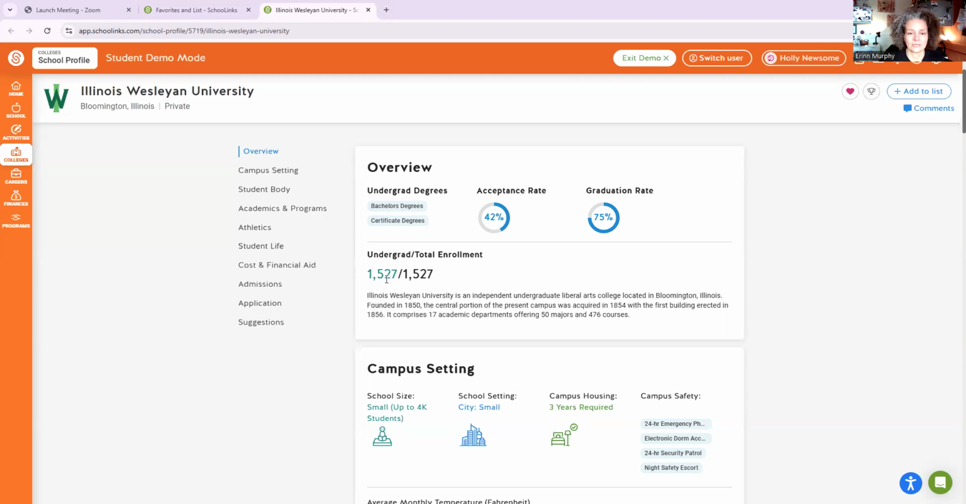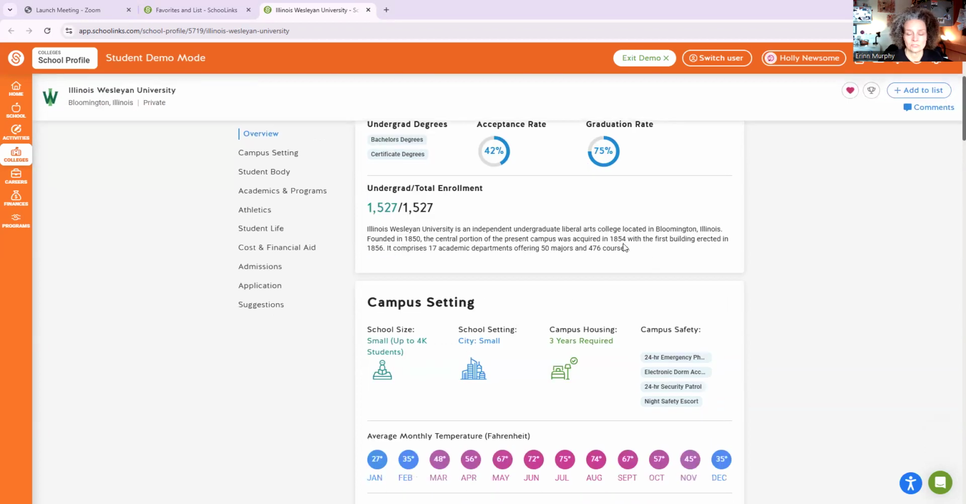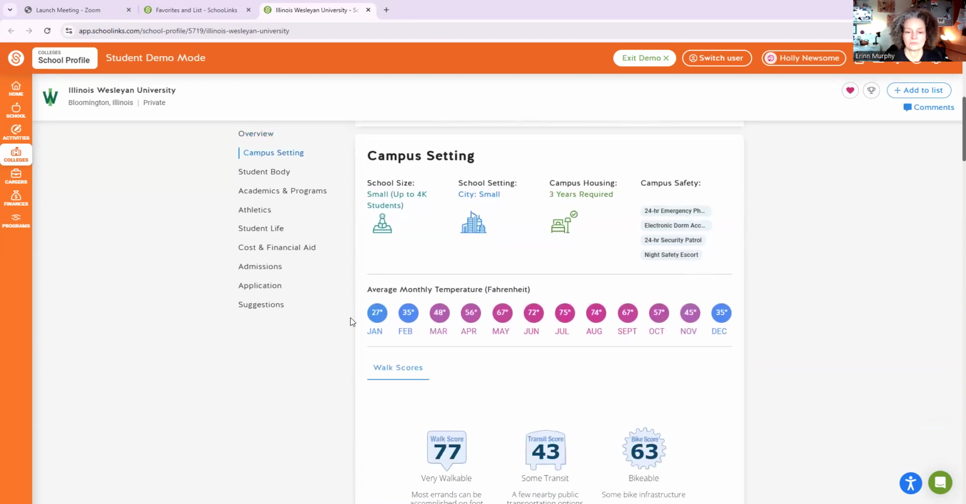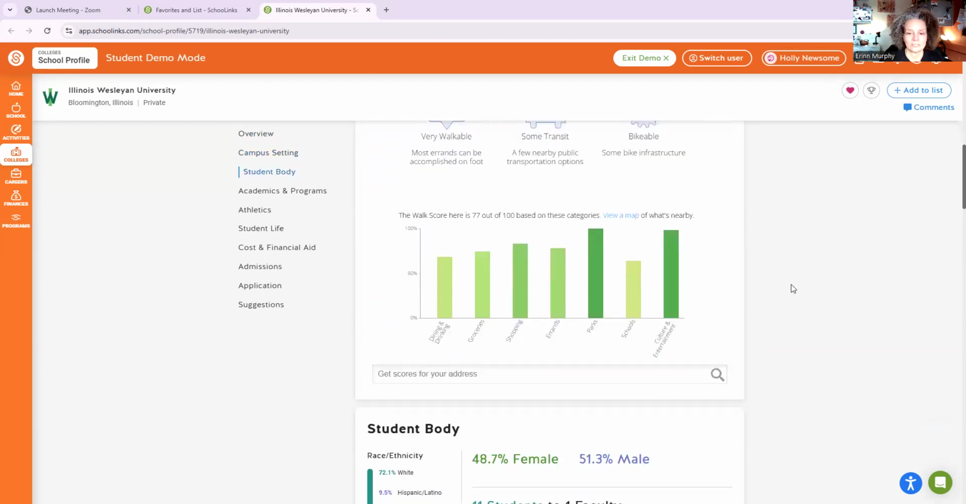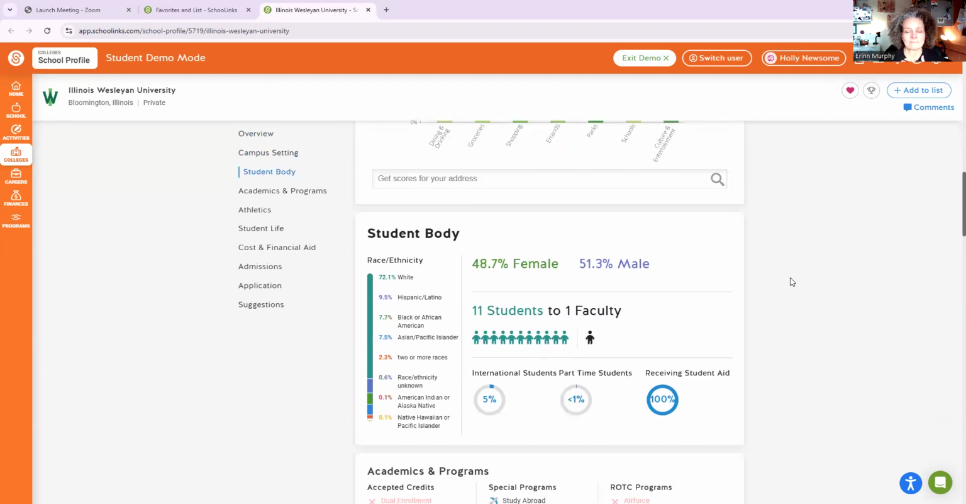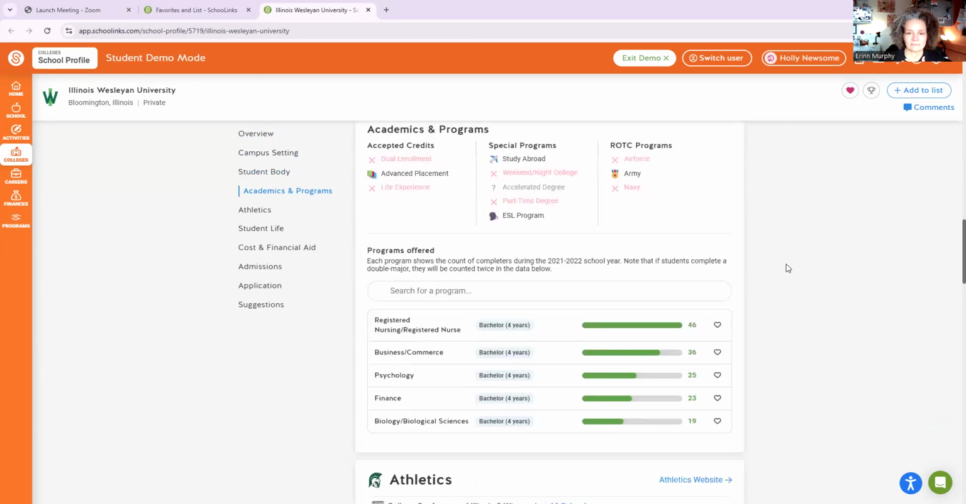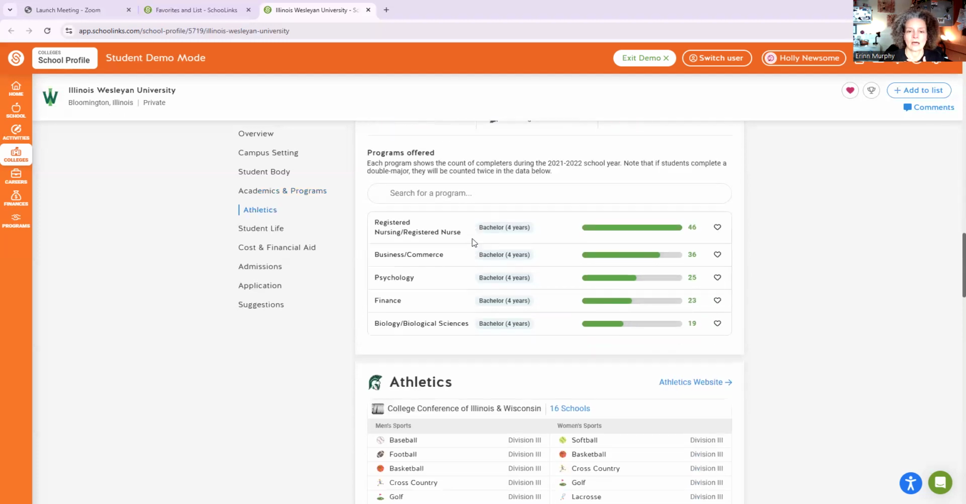So we see that there are 1,527 undergraduates. That's what you will be after high school. You'll be an undergraduate student. It talks about where the school is, what that campus setting looks like, housing requirements. You get a month by month weather report, and some more information about the community. Lots and lots of information. Study abroad programs, ROTC programs, maybe some of those highlighted majors that students go to that institution for.